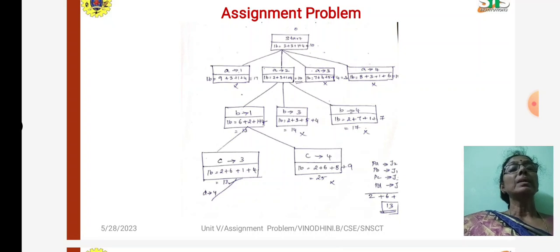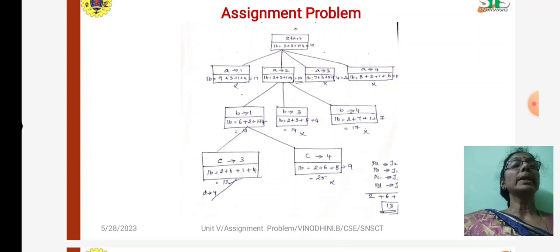From omitting that particular person, the A and job 2 row and column, we are going to find out the lower bound value when that particular job is assigned to person A. What is the lower bound? That is the value of 10. So again we have to calculate the same process.